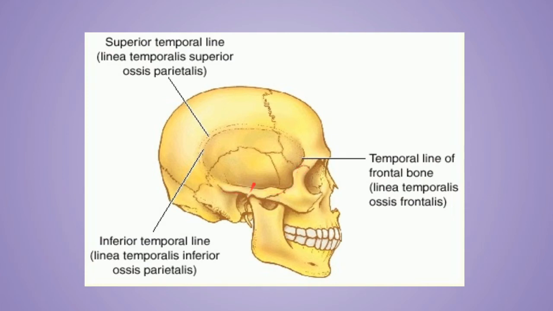While over here, this is the temporal bone. So the temporal bone has the zygomatic process of the temporal bone. Now this process will actually connect with the temporal process of the zygomatic bone, and they will form the zygomatic arch. Now what are temporal lines?